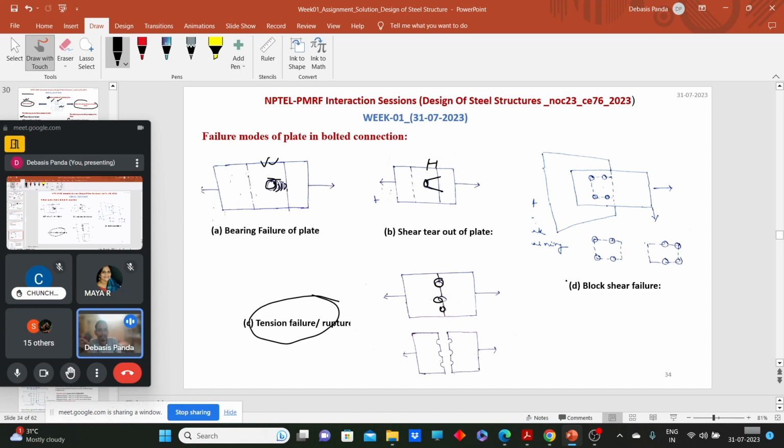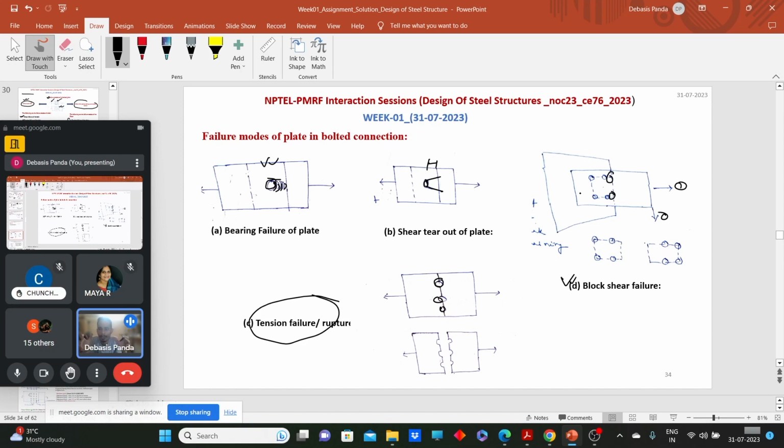Now we have the block shear failure. Particularly when we design the tension member, this kind of failure occurs. Or we can say when the shear and tensile force are both acting, then there is a possibility, if we don't provide the edge and end distances properly, that the block will tear out. So this also can be a failure.